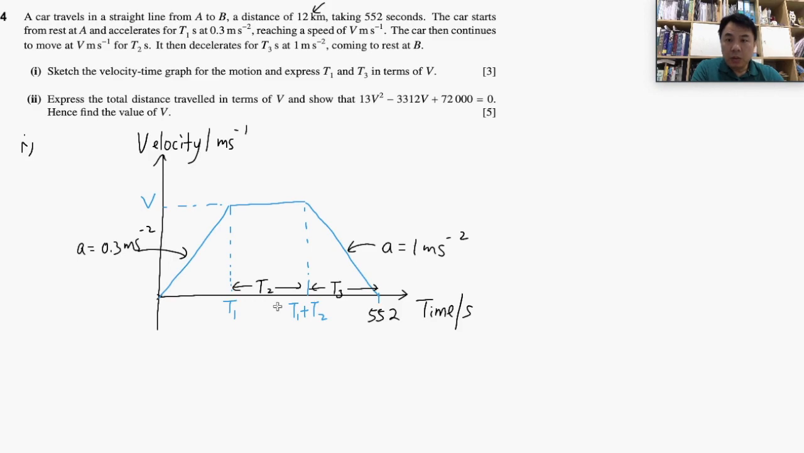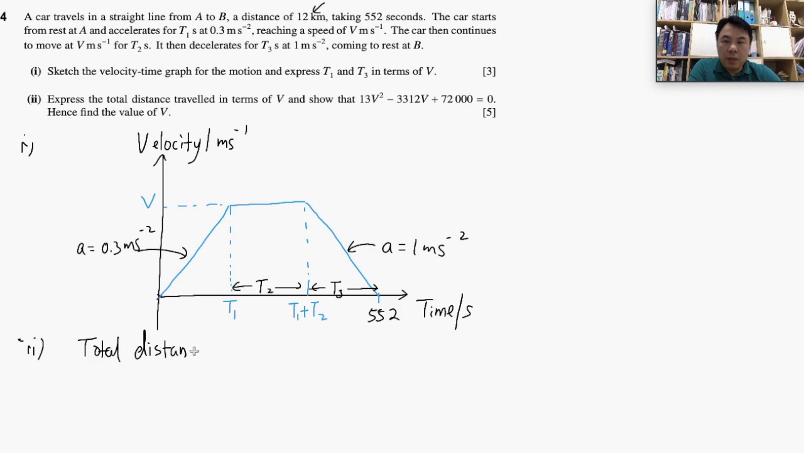Express the total distance traveled in terms of v, and show that this quadratic equation is true, and then hence find the value of v. Okay, let's try to work out the total distance in terms of v. So total distance, number 2 here.